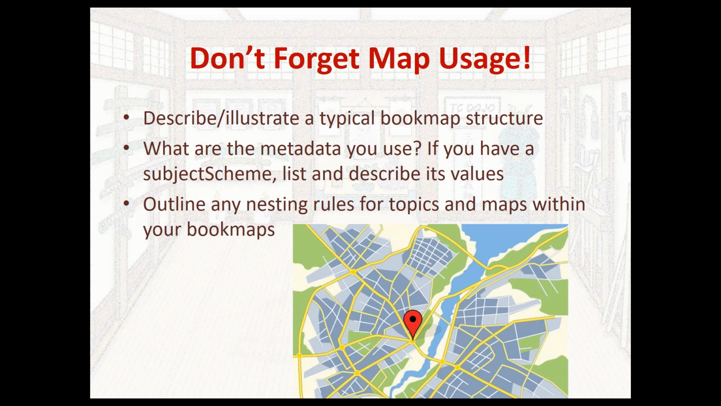Don't forget to talk about map-specific usage. Describe and illustrate a typical book map structure, and look at the sample metadata that you may expect to find within your own doc team's book maps. If you have a subject scheme, make sure you list all of the elements within that subject scheme, all the metadata contained within it, and describe the values. Don't just expect people to understand immediately what all of the metadata values within a subject scheme are. Talk about what we're referring to when we refer to this particular metadata element, and here is the context. Also outline any particular nesting rules you may have for topics and maps within your book maps, as in, how do you define chapters, for example. That's something else you might want to talk about within a DITA style guide.